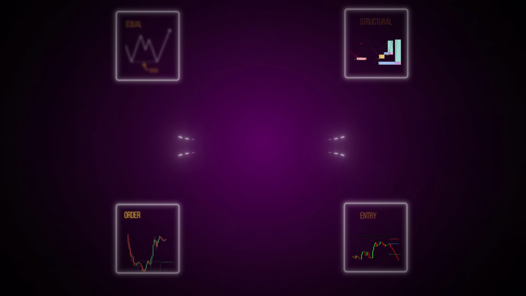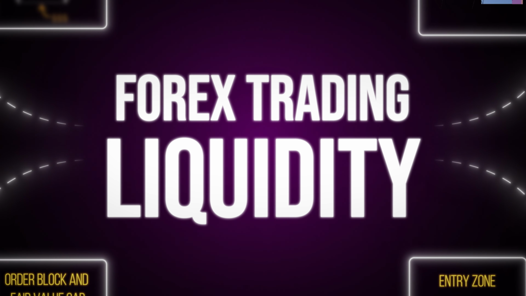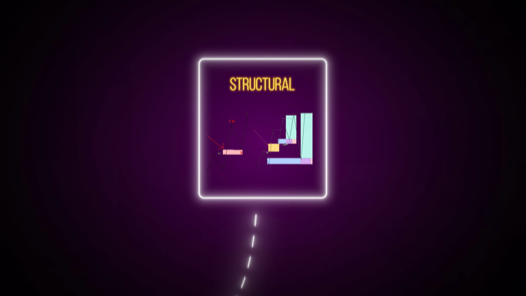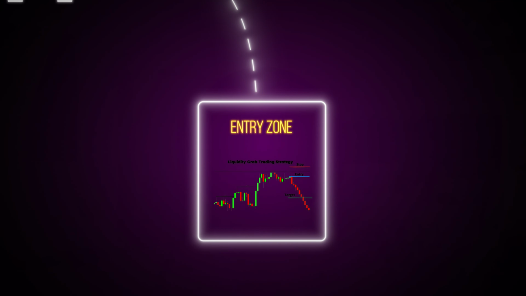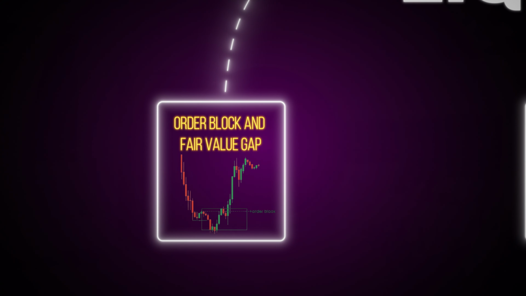In this video, I will be showing you 4 types of liquidity and how you can trade them. The first one is equal high and equal low liquidity. The second one is structural liquidity. The third one is entry zone liquidity. This one is my favorite, it works all the time. The fourth one is order block or fair value gap liquidity.